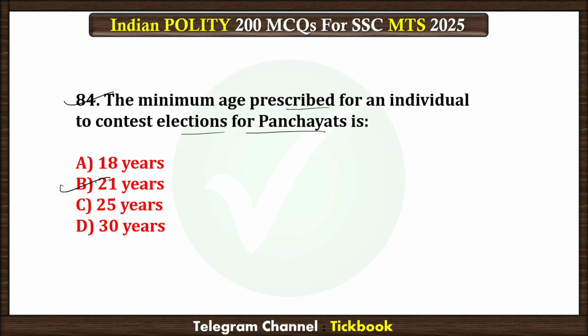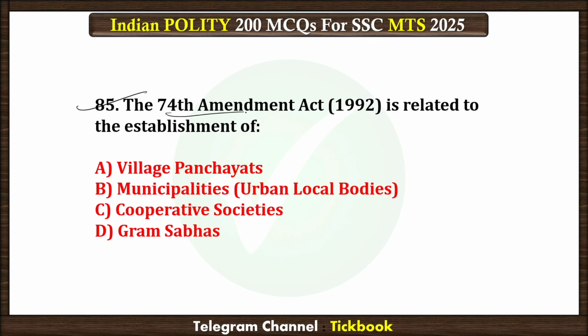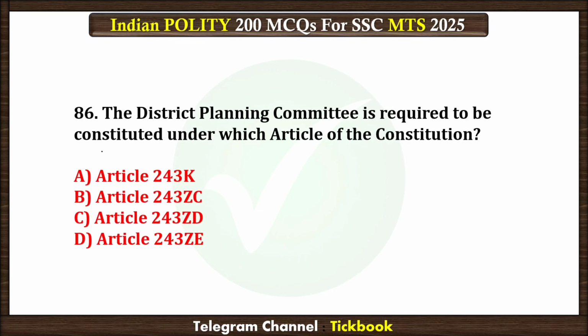Option number B, 21 years. 85. The 74th Amendment Act 1992 is related to the establishment of. Option number B, municipalities. 86. The District Planning Commission is required to be constituted under which article of the Constitution?